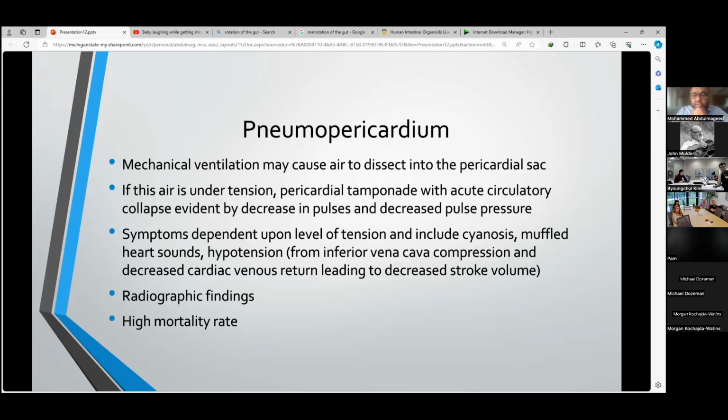If there is air under tension, pericardial tamponade will occur with acute circulatory collapse, evident by a decrease in pulses and increased pulse pressure. Symptoms depend on the level of tension and include cyanosis, muffled heart sounds, hypotension from inferior vena cava compression, and decreased cardiac venous return, leading to decreased stroke volume. This is a very dreadful diagnosis and has a very high mortality rate.